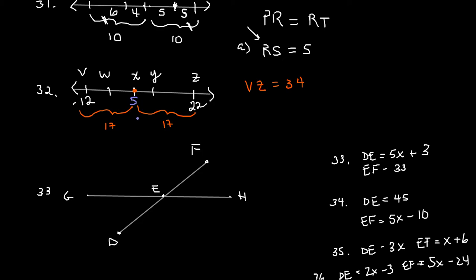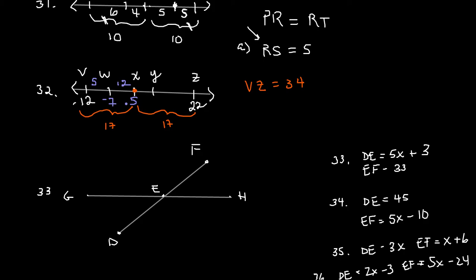It tells us that VW is 5, this distance. So if that distance is 5, we know that this distance right here is going to be 12, because this whole thing is 17, right? So we can also find this coordinate because if the distance is 5, we're going to count backwards from -12, 5 units, and we're going to get -7. So that's that one.